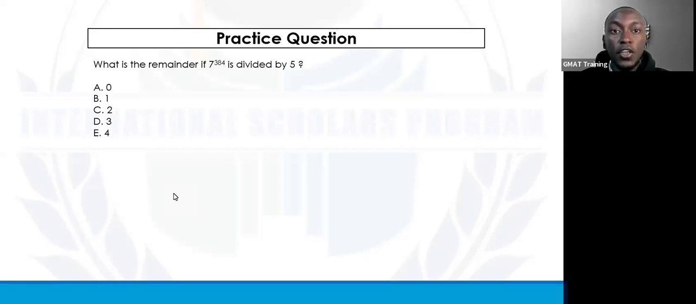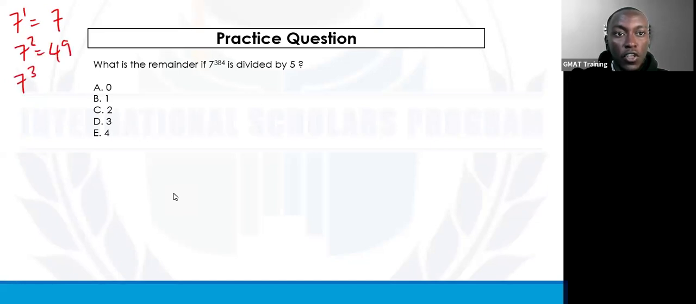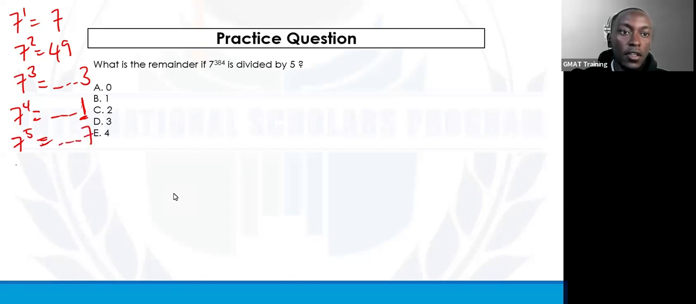So the cyclicity of 7 is 4. Let's look at it. 7 to the power 1 is 7. 7 squared is 49. 7 cubed, 9 times 7, is a number ending in 3. 7 to the power 4 is a number ending in 1 because of 21. Then 7 to the power 5. The moment you realize we have a 1 here, expect the cycle to begin again. 7 to the power 6, and so on.